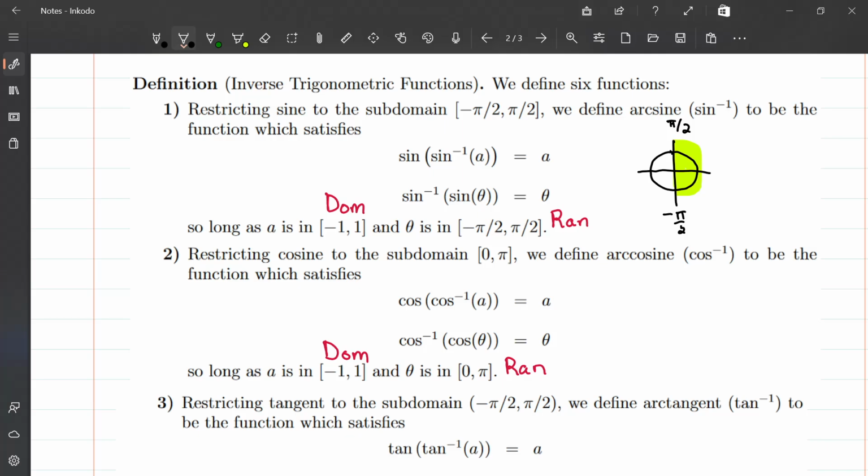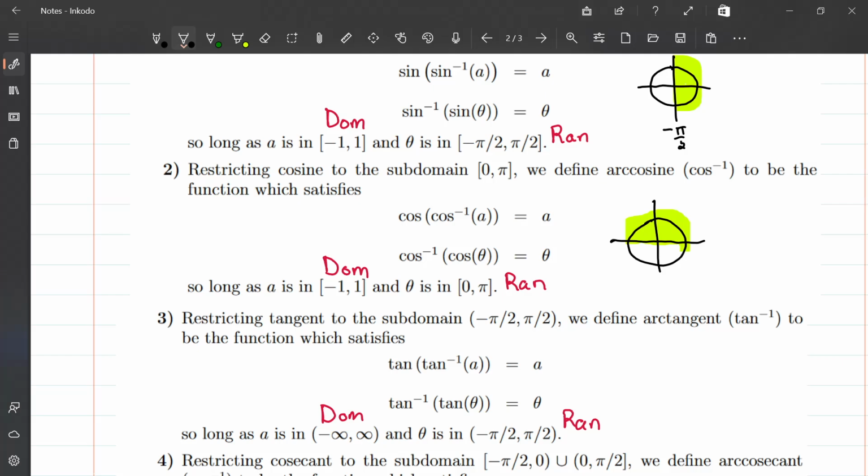Similarly, if we move on to cosine, by restricting cosine to 0 to pi, which in our picture corresponds to the upper half of the unit circle, up top, it turns out that we can make arc cosine, the inverse cosine, and it satisfies similar equations to what we saw up above. The big difference being that while a still needs to be between -1 and 1, so once again the domain for arc cosine is -1 to 1, the range now is from 0 to pi.